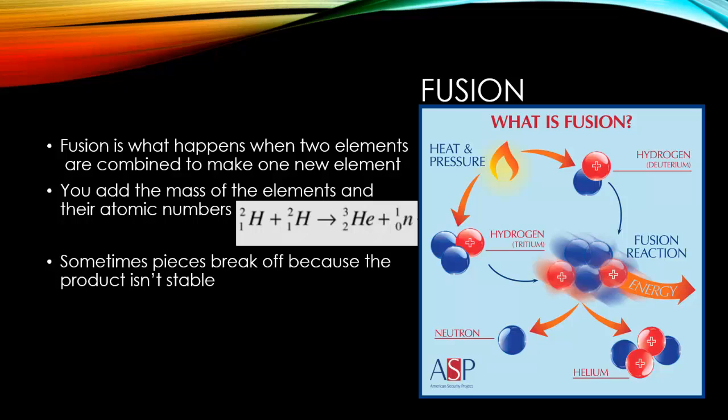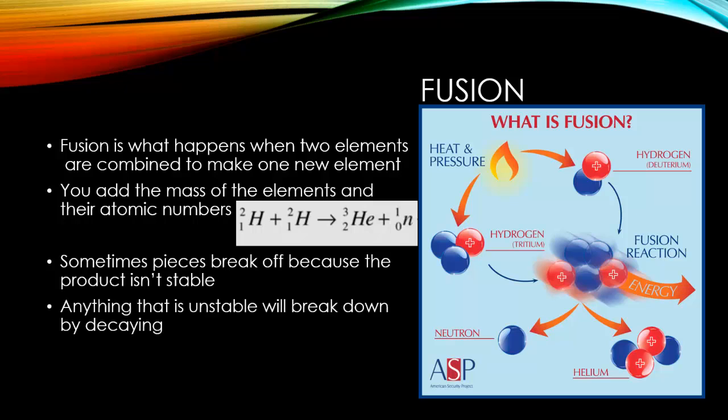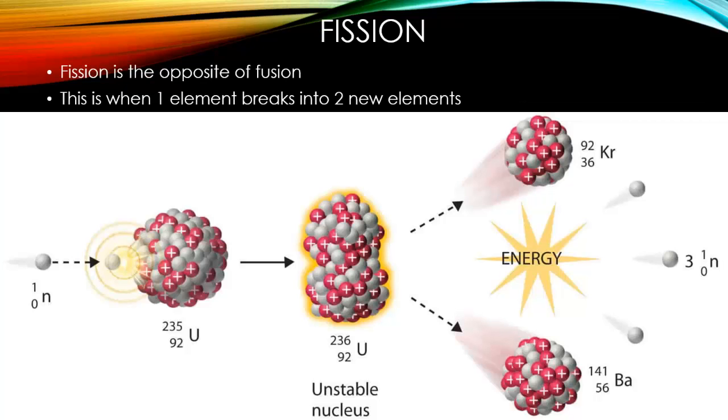Like I said, sometimes pieces break off because the product isn't stable. In general, if something isn't stable, it falls apart. So you can get the opposite of fusion as a result of the product that you make being unstable. And like I just said, anything unstable will break down by decaying. That can happen in a couple of different ways. First one is fission. Fission is like the opposite of fusion. You're taking one thing and you're breaking it into 2, meaning you have one element and that one element breaks into 2 or more. It's usually 2.